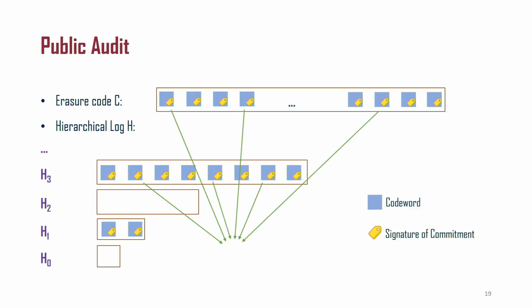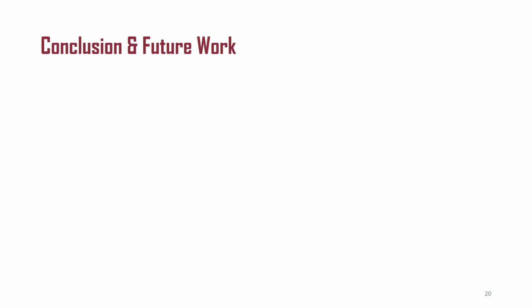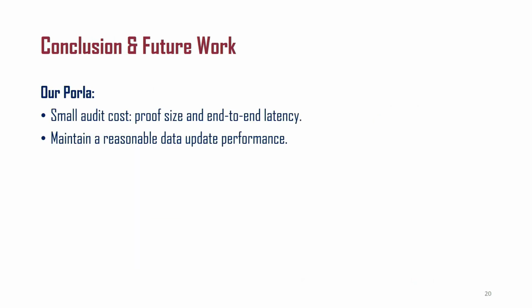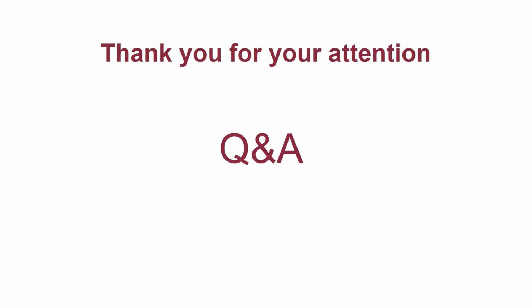Additionally, we also present how to modify the protocol to implement a public audit mechanism in our paper. In conclusion, our design is a dynamic PoR scheme that achieves small proof size and low end-to-end audit latency. In addition, it also maintains a reasonable database performance. We publish our source code here. Please visit it for more information.